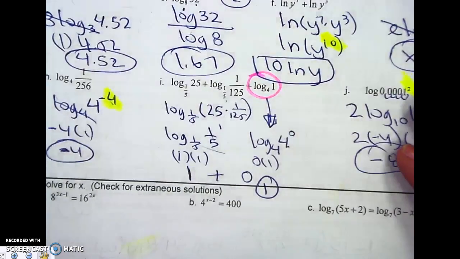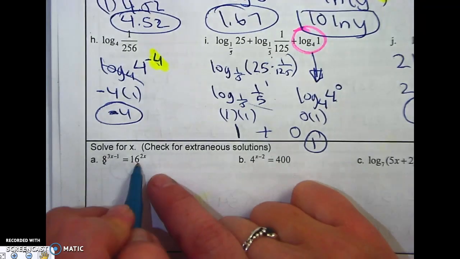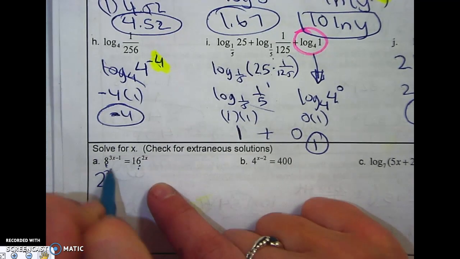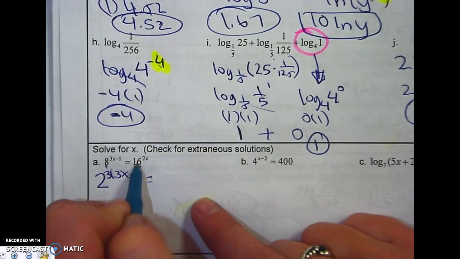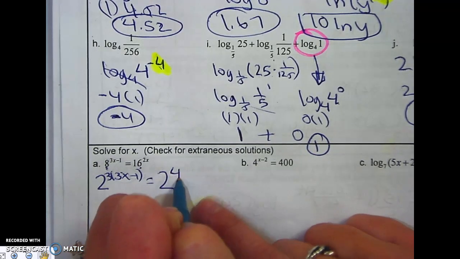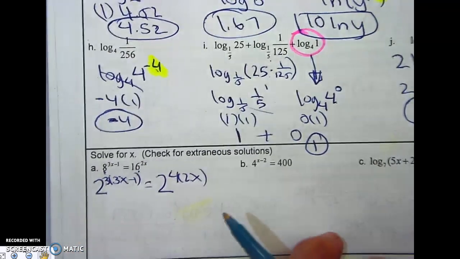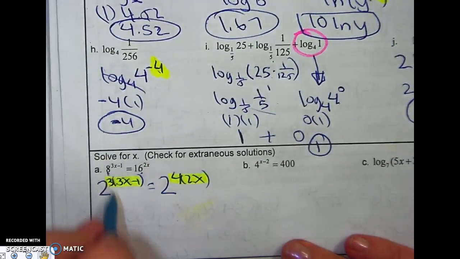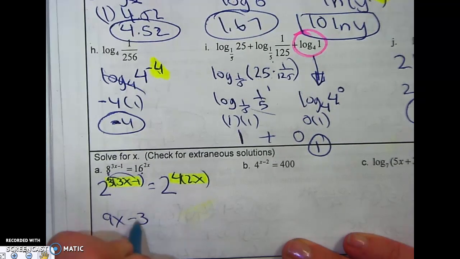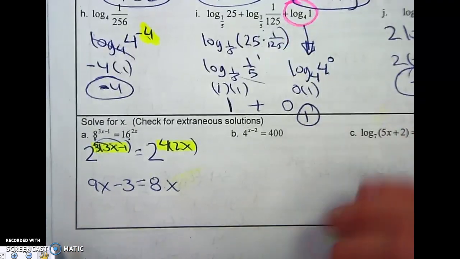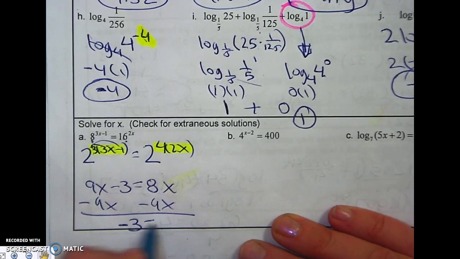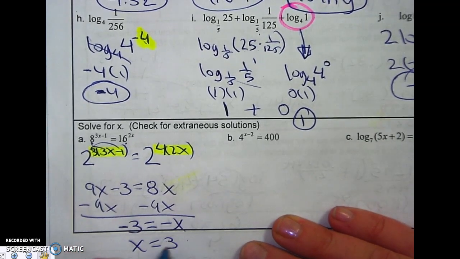I guess I can do the solving, and then I'll stop. In this one right here, I want to make the bases the same. 8 is the same thing as 2 cubed times 3x minus 1. 16 is the same thing as 2 to the 4th times 2x. Now that my bases are the same, I can set that equal to each other, so I'll distribute. I'll move this over here. -3 equals -x, x equals 3.